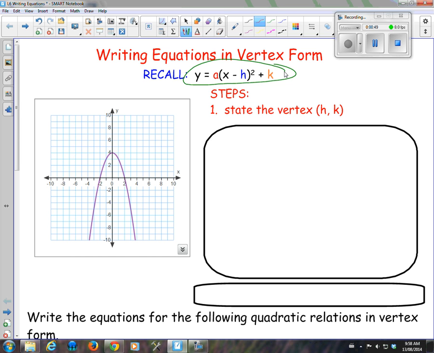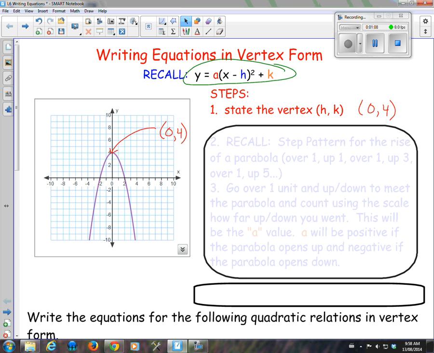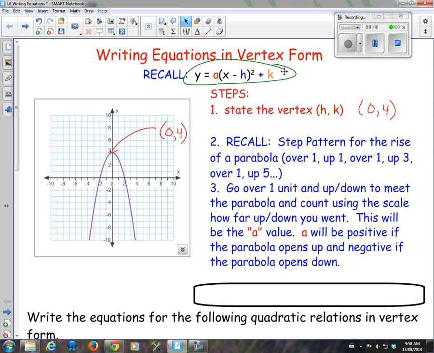So when I look at the graph that I'm given, there's my highest point, and the coordinates of that point are over 0 and up 4. So my vertex is (0, 4). So far, so good. Next is a little more complicated. That's all right. We've been doing a bunch of graphs.